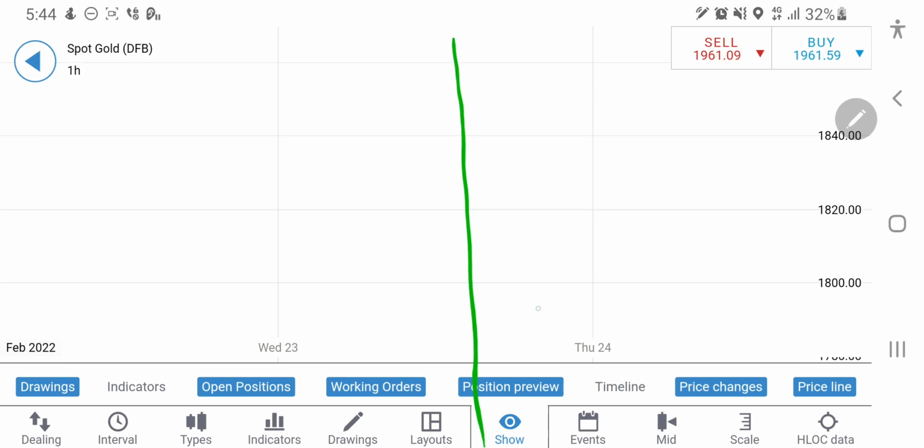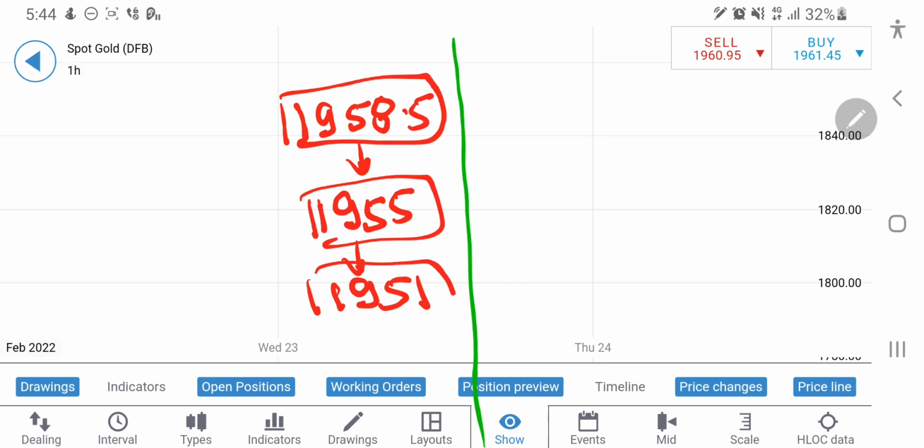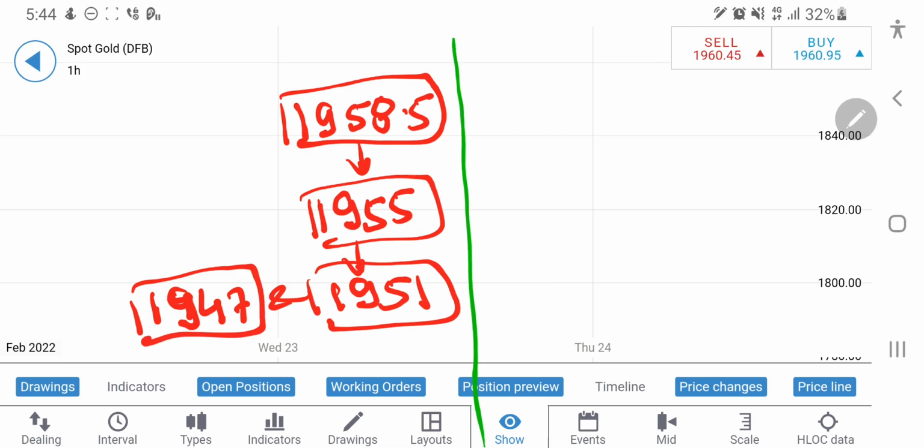So first let's talk about the shorts here, because right now it rose strongly. Take a short entry at 1958.5, below which it may drop significantly towards 1955, 1951 and 1947. Here it may try to get some strong support at 1947 before trying to rise again, and if it drops below 1947, the next targets are 1940 and 1935.